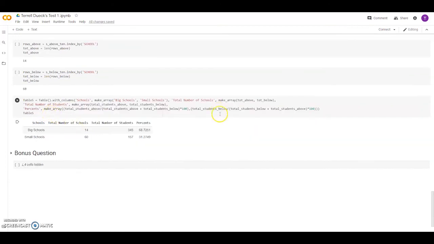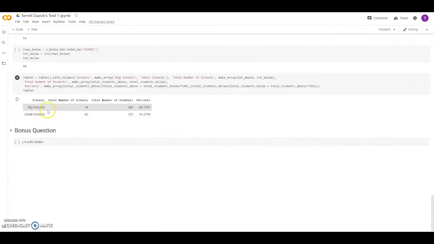So I built a table and built the percentages, and as you can see, for big schools there's 14 big schools, 345 students, and it was 68.7% that their students come from bigger schools. And in the small schools, as you can see, there are 60 schools, 157 students, but only 31% of the students came from a small school.